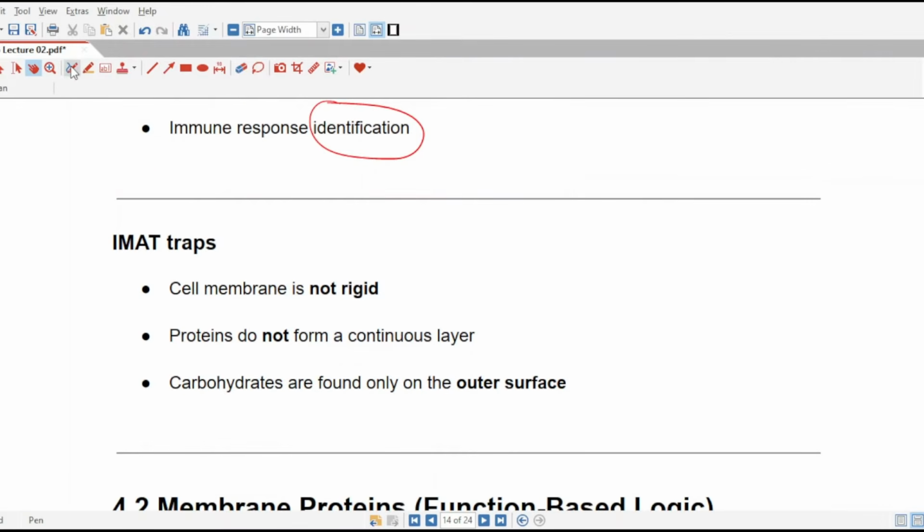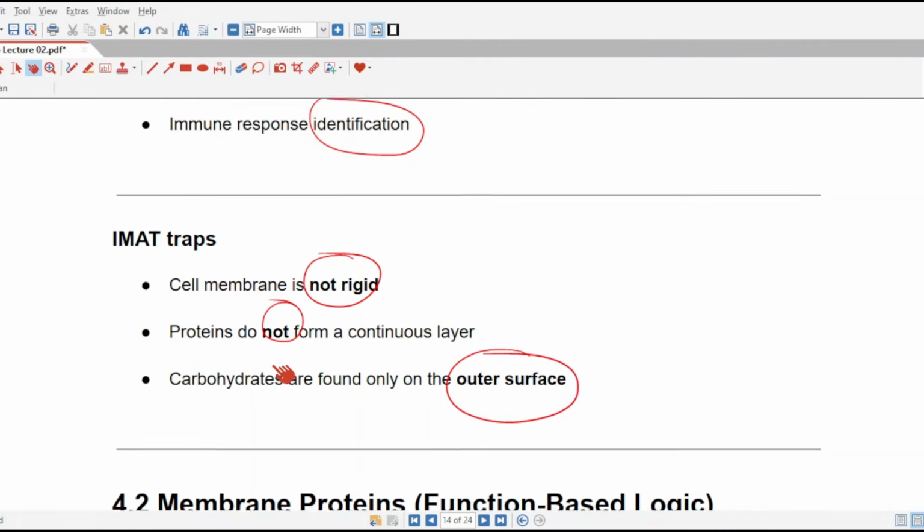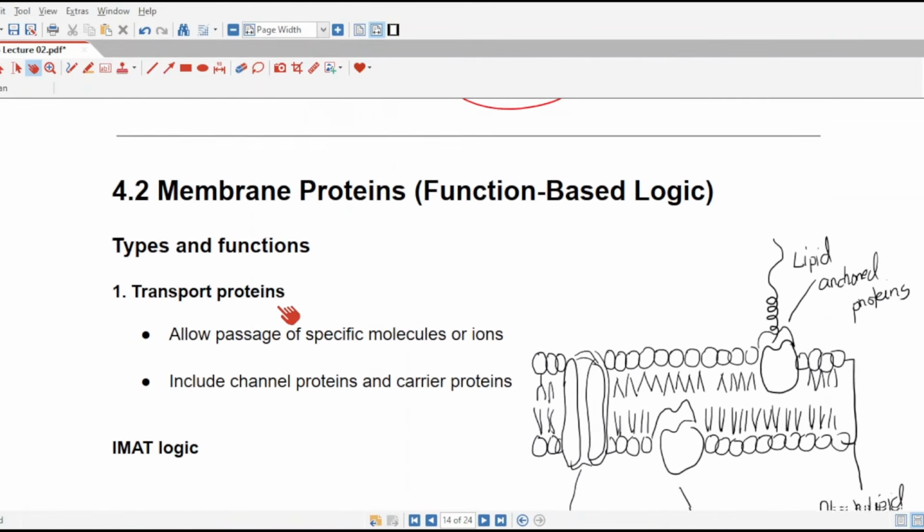What are the IMAT traps? The cell membrane is not rigid, and proteins do not form a continuous layer. That's why it is mosaic. And carbohydrates are found only on the outer surface, not on the inner surface. After the basics, now let's talk about the function-based logic.